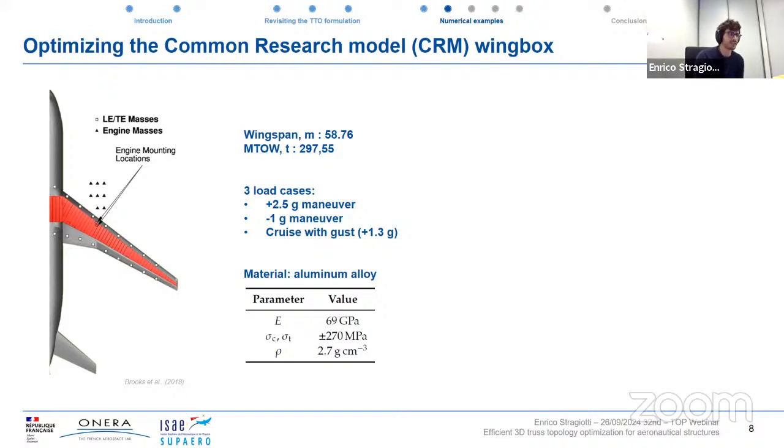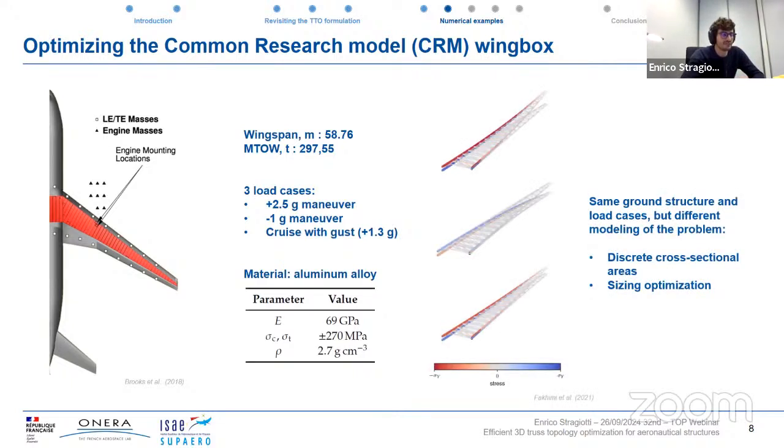We are talking about a wingspan of almost 60 meters. We are talking about a structure that is loaded with 3 different load cases. And we are using here an aluminum alloy to actually solve the problem. The objective of this optimization is to compare with what we find in the literature.